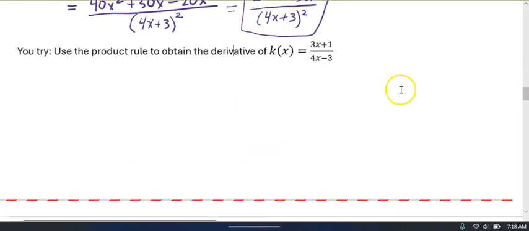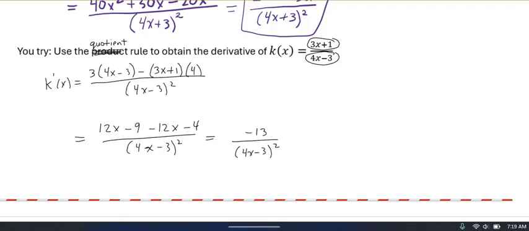All right, looking on to this next one, I'm asking you to use the product rule, but I'm lying to you. That's a typo, guys. All right, fix that. Please use the quotient rule to obtain the derivative of k of x. And there it is off to the right. So try to use that same formula, identifying this is f and this is g, and then find your f prime and g prime. And go ahead and pause the video and try that.